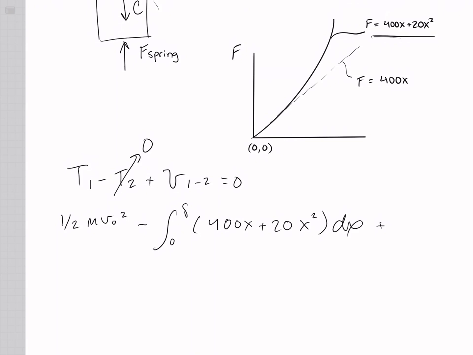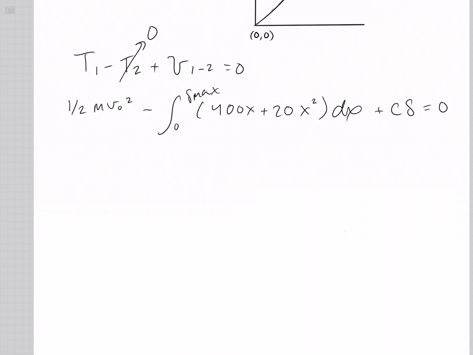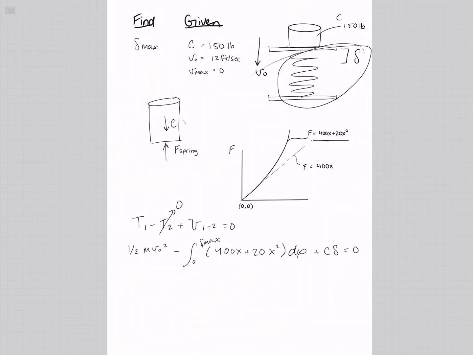Then we'll need to take the force times distance of the mass of the block, and you can do conversions to make sure that it's in the correct English units. And here it's nice because the 150 pounds is equivalent to that force. So that is the force of C times the displacement. Let's plug in what we know, and we can solve for the maximum displacement.